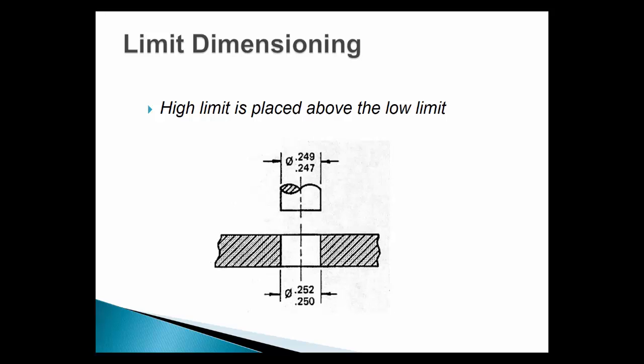Here you see a shaft above a hole. Both the shaft and the hole have a tolerance given and shown using the limit method. You should be able to determine the tolerance for each part.